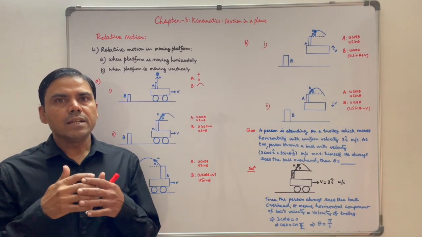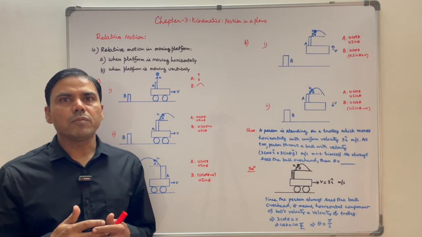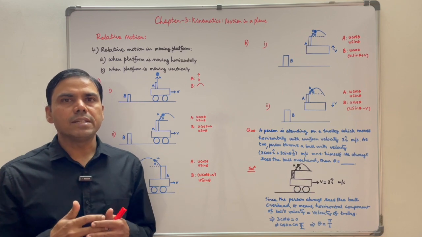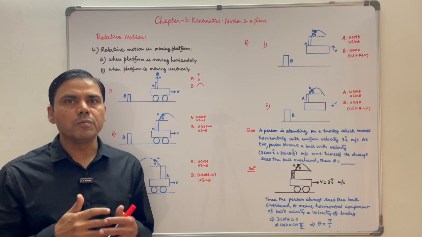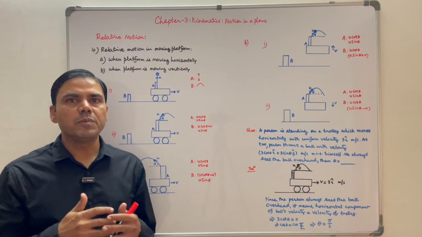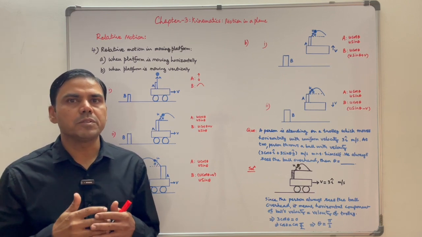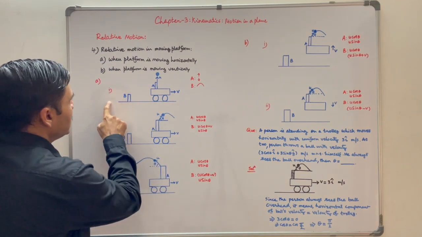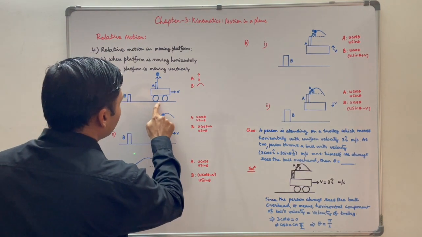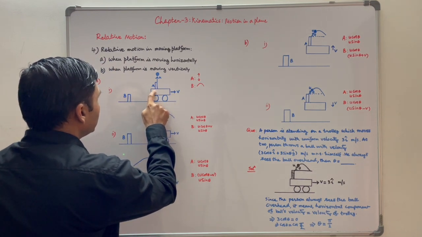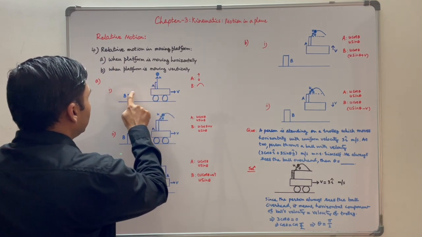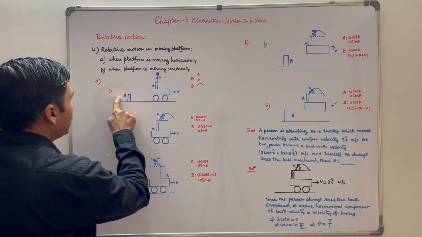Now let us understand relative motion in a moving platform. We will consider two cases in it. First, when the platform is moving horizontally with uniform speed, and second, when the platform is moving vertically with uniform speed. First case, consider a trolley moving horizontally with uniform speed v. A person A is standing on the trolley holding a ball, and observer B is standing on the road.